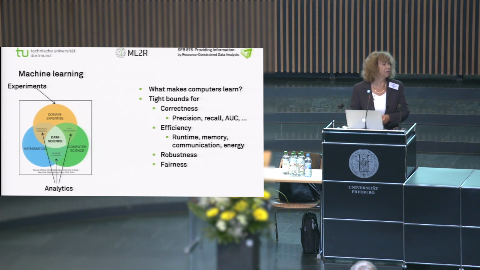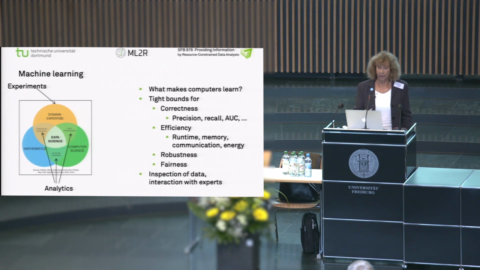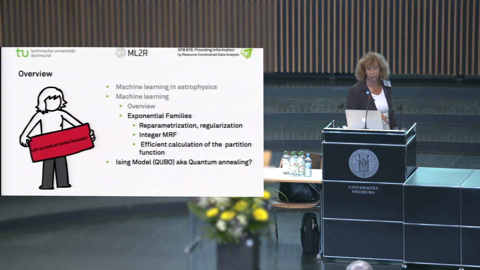And then fairness is also an important topic, maybe not so much in Cherenkov telescopes. But since fairness has to do with biased distributions, I think that some of these results can be used here as well. And then we have to have methods of inspection of the data and interaction with experts. So all this is what we as machine learning people do research on. That's what we do every day.